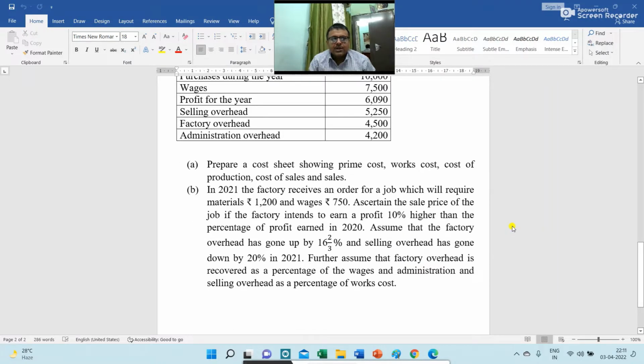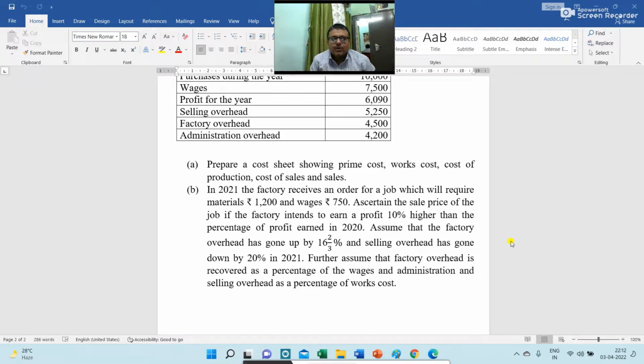Prepare a cost sheet showing prime cost, works cost, cost of production, cost of sales and sales. In 2021, the factory receives an order for a job which will require materials Rs 1,200 and wages Rs 750. Ascertain the sale price of the job if the factory intends to earn a profit 10% higher than the percentage of profit earned in 2020.